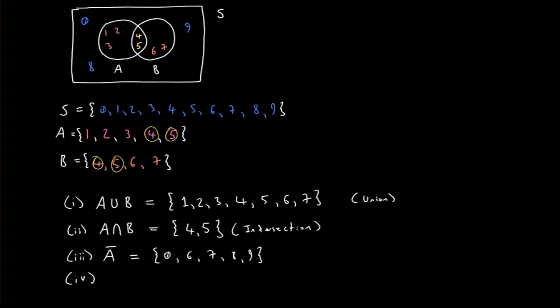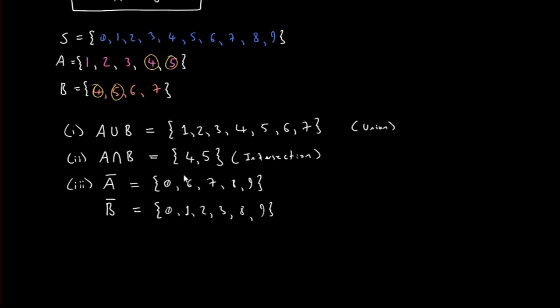And secondly, let's investigate B complement. So what's the complement of B? Worth investigating. The complement of B is all the elements, remember, not in B. So by the same token, we just don't include the 4 or the 5 or the 6 or the 7, but we do include the 0, we do include the 1, we do include the 2, we do include the 3, we do include the 8, and we do include the 9. Okay, so all we're not including is the 4, 5, 6, and 7.